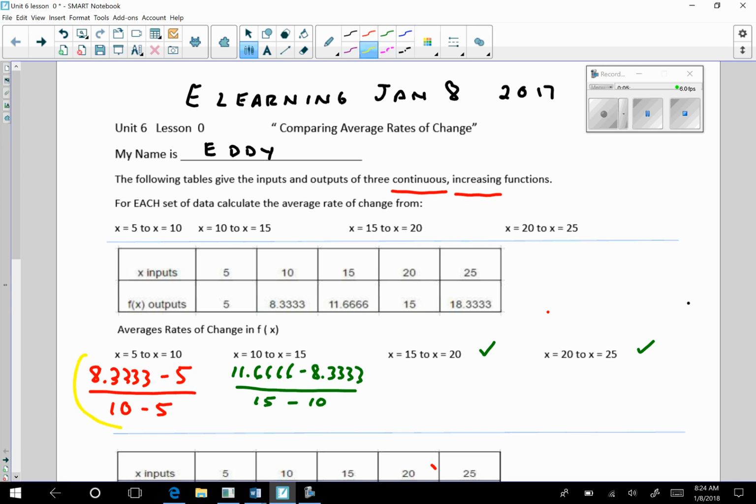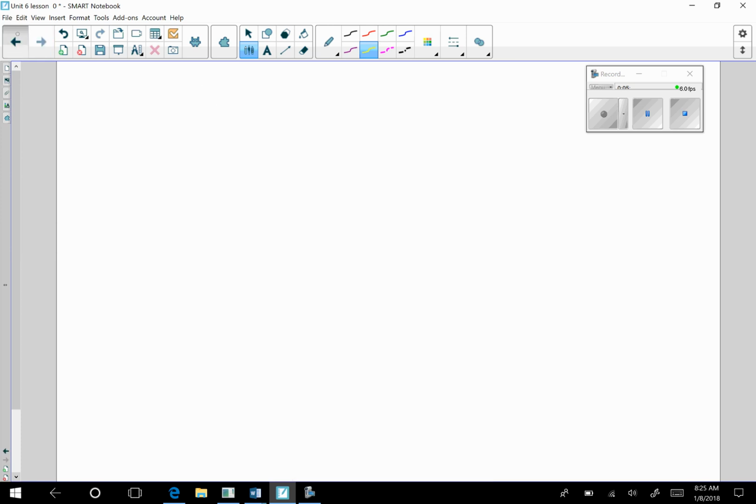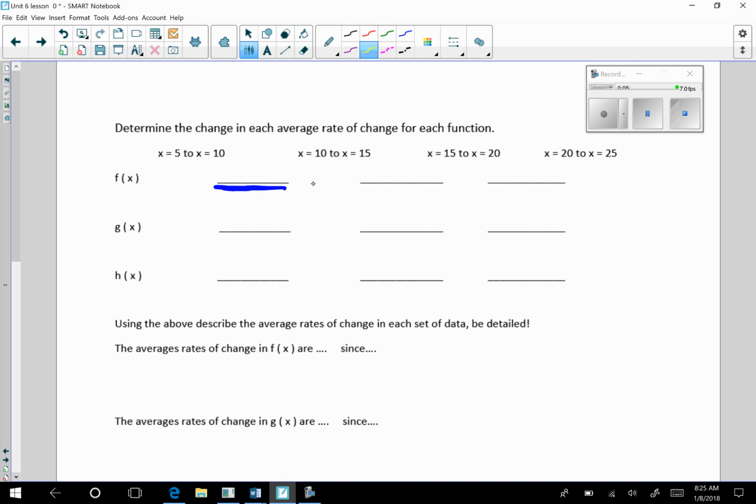So you're going to simplify this value. You're going to simplify this value. And you're going to see the change, the difference from here to here. So you will take this number and subtract it from this number. That will give you this change here. That's going to give you this number right here.